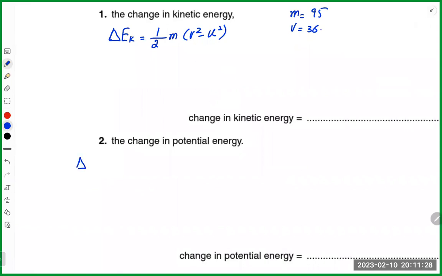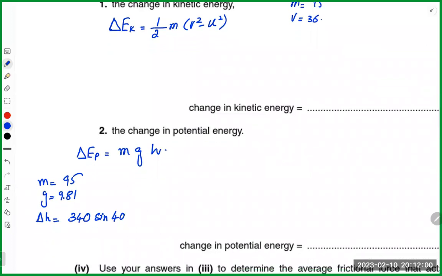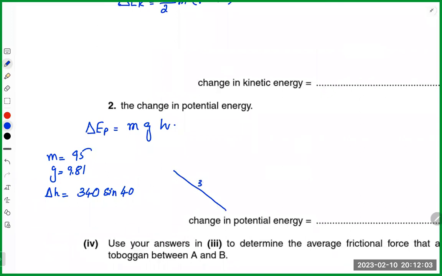Change of potential energy will be mgh. m equals 95, g equals 9.8, and change of height will be equal to 340 sine 40. Because if something is like this, 340, this angle is 40 degrees, and we need this height.